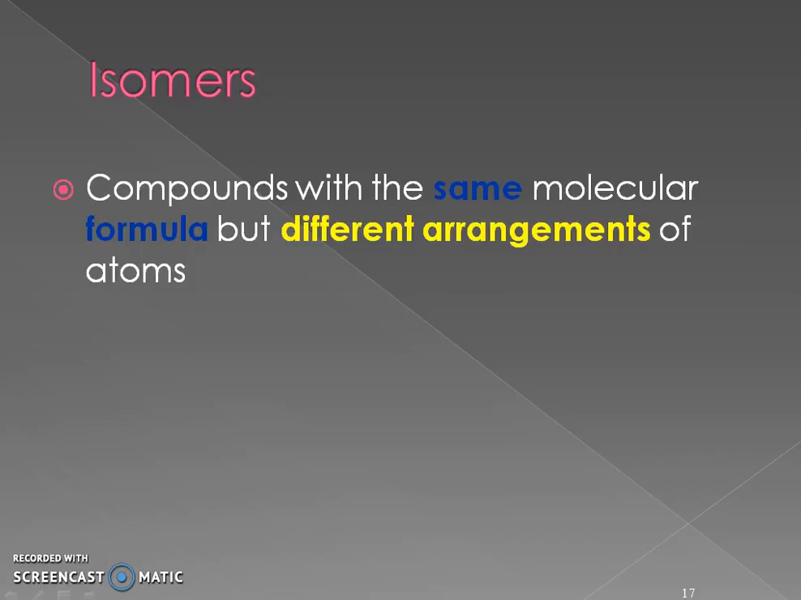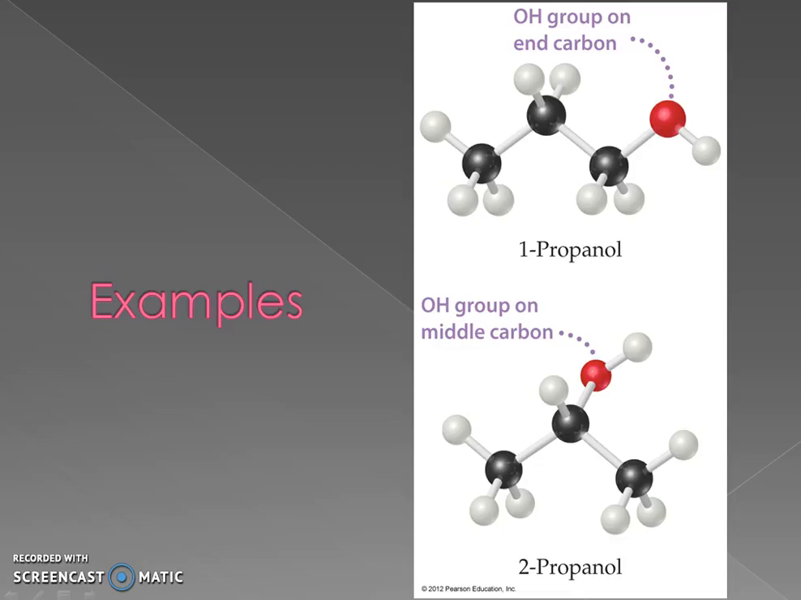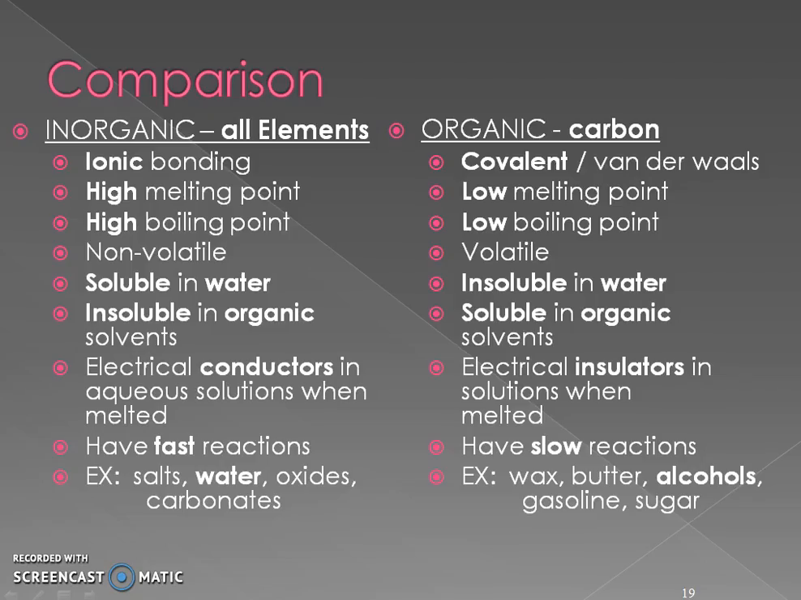Isomers, we talked about this again before, compounds with the same formula, but they're going to have a different arrangement of their atoms. And an example is the 1-propanol versus the 2-propanol. Again, I talked about that already.